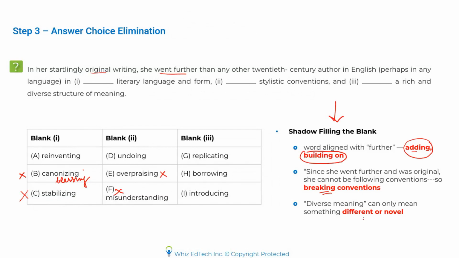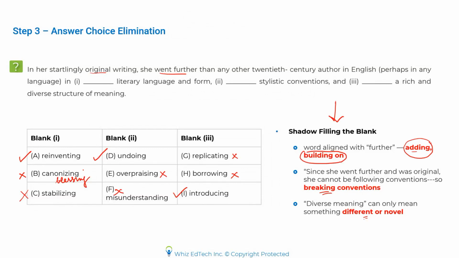And if you're looking for different or novel, definitely replicating, which means copying, is definitely not the answer. Borrowing, which also is very close to copying, is not the answer. Introducing gets as close as it can. So we know that A, D, and I are the correct answers.